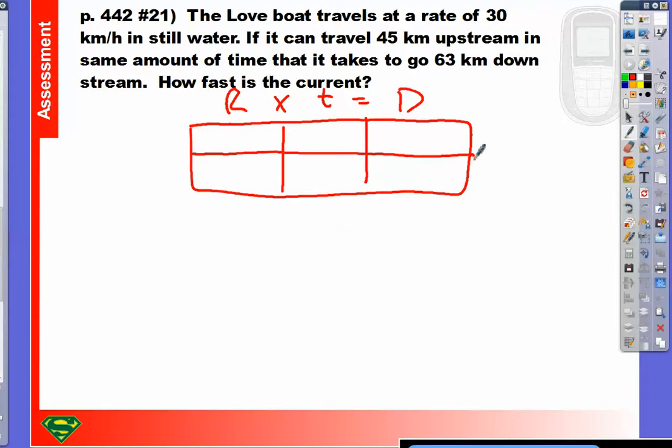So what will I label my rows? What are the variables for my rows here? All right, Yvonne? Up and down. Upstream and downstream.